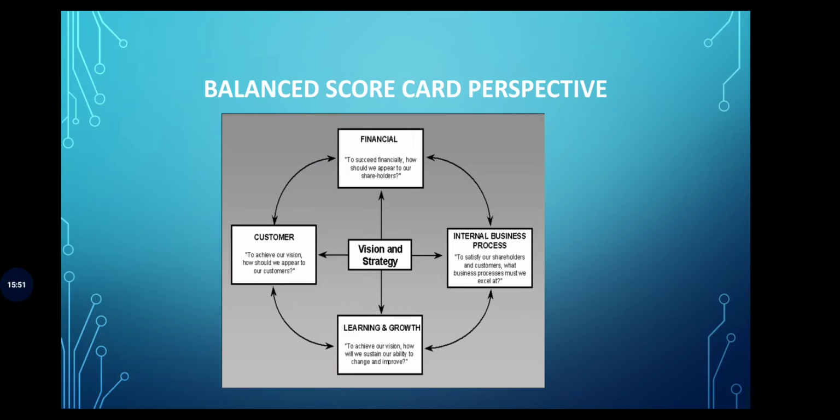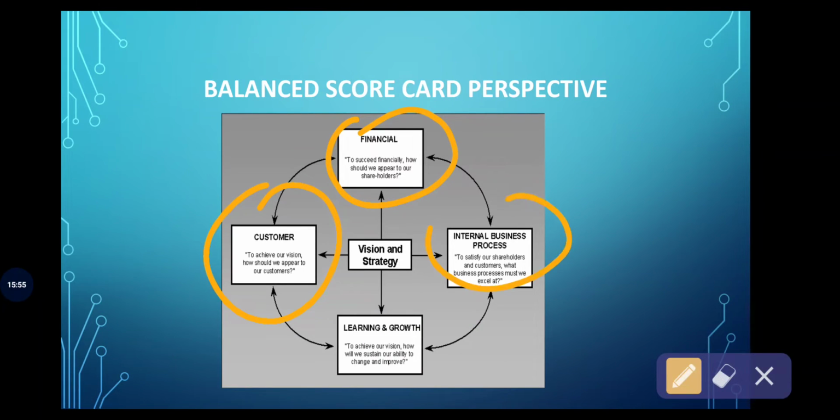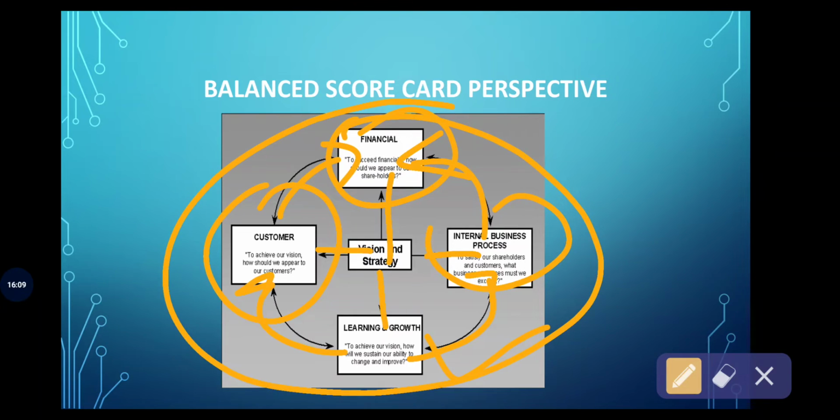So here, this is also linked with the other three aspects. If our employee is good, we can also be good in the internal process, we can also be good in the financial aspect, and we can also be good with the customer. So here each and everything is linked with each other. So this is the balanced scorecard. They are maintaining the balance with these four perspectives.